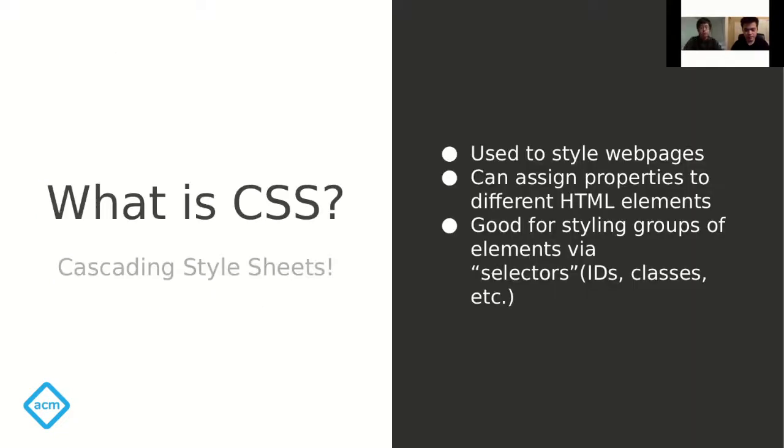Okay, so now we're gonna do more of the styling part of the Jinja rendering. We're now gonna talk about CSS. It's used all across the web to style different elements on HTML files. You can assign properties to each of the elements, or elements selected by a certain CSS class or ID. So that's why it's good for styling groups of elements together.